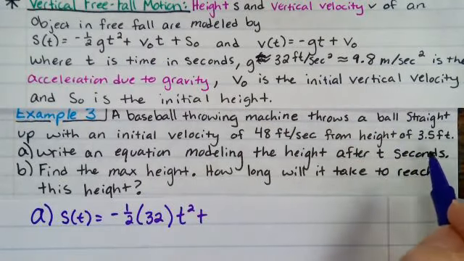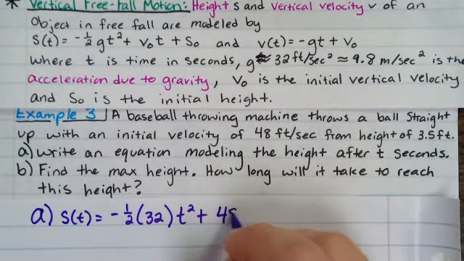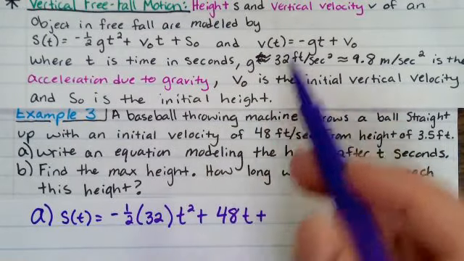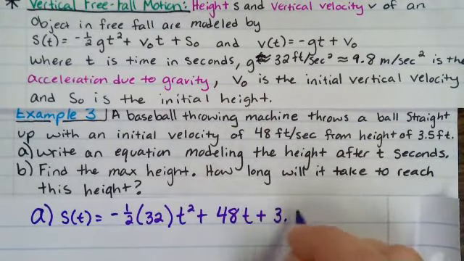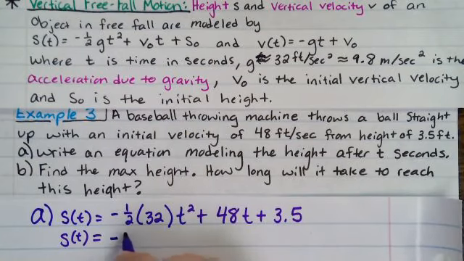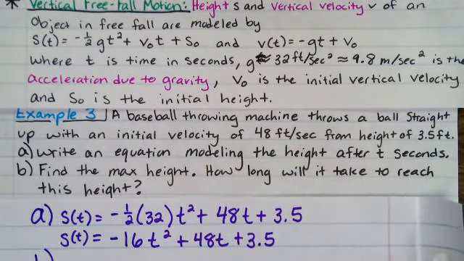Did they give us an initial velocity? They said an initial velocity of 48 feet per second. So my V0 is 48 t, and then plus my initial height. My initial height, 3.5. All right, so for my formula, really I just need to clean up one little thing here. The 1/2 times 32, this is really negative 16 t squared. And then the rest of it we can just repeat. There's your equation. That will model the path that the ball is making, okay?